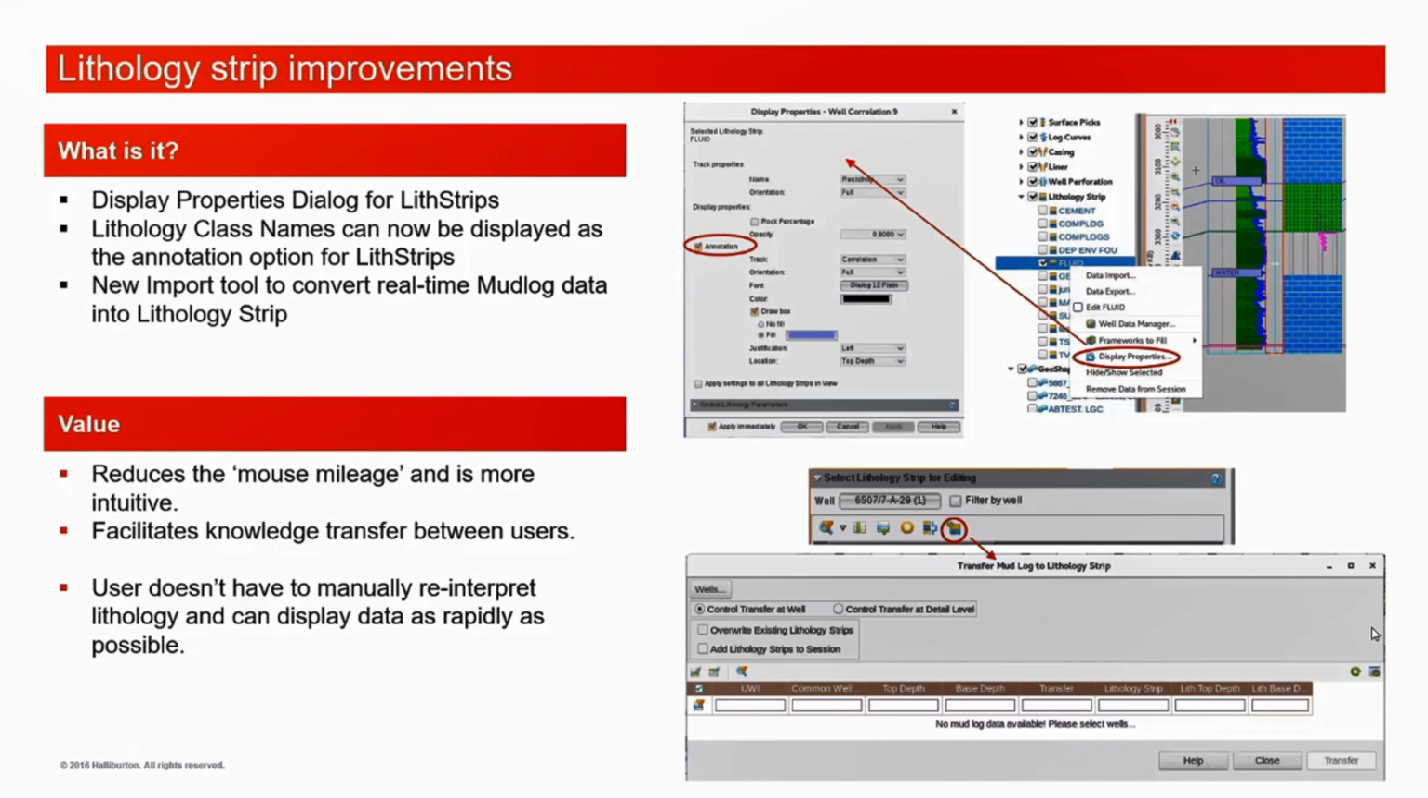We also have a new import tool which converts real-time mudlog data into lithology strip data. This allows the user to bring in any data that's brought over into the mudlog tables into the lithology table so that it can be displayed in DSG. This is because real-time data will bring in mudlog values. However, the user wants to see these instantly in their well in correlation view. So this tool, it only needs 3 clicks.